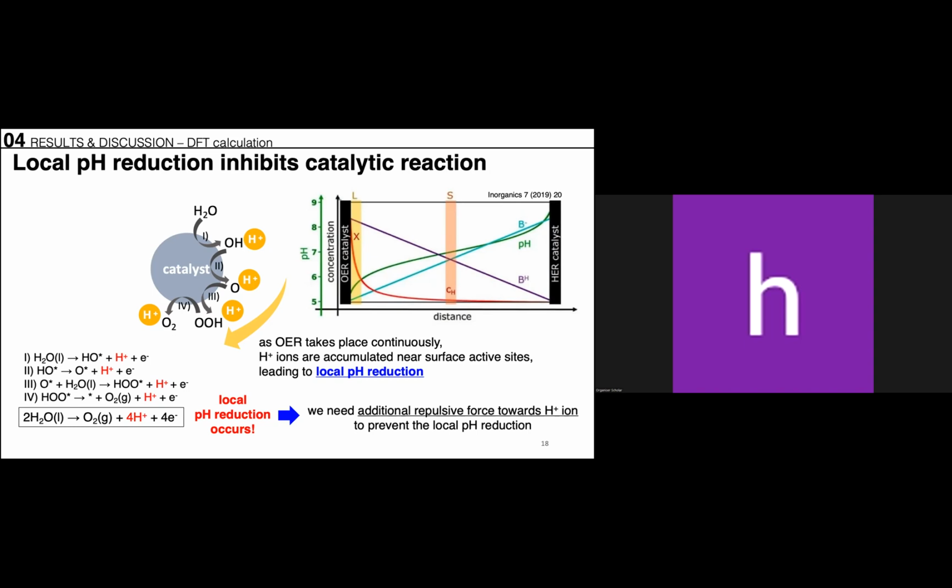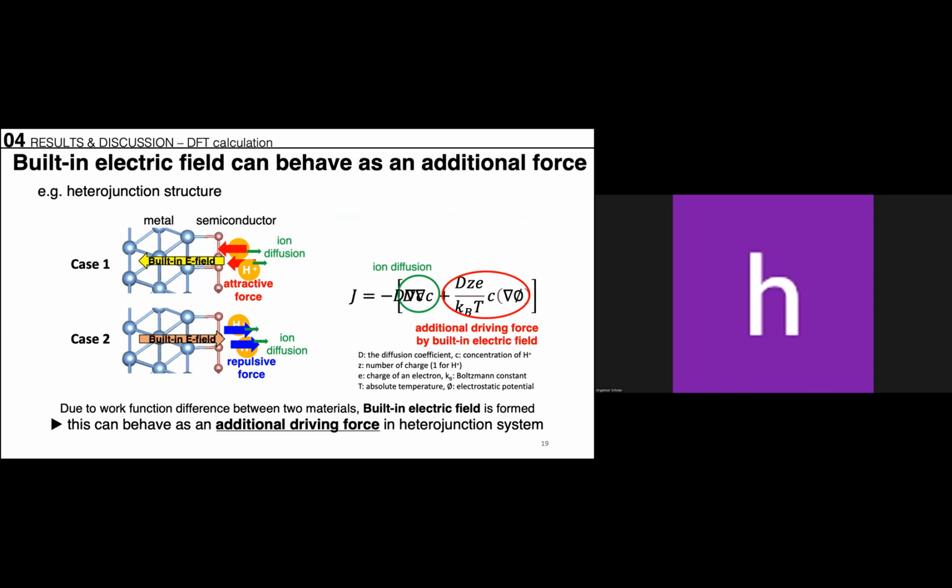So we need an additional repulsive force towards hydrogen ions to prevent local pH reduction near the surface by getting rid of hydrogen ions on the surface. Normally, in general, we only consider ion diffusion, which is a relatively weak driving force for ion mobility. The animation doesn't work, but we only considered ion diffusion in this part.